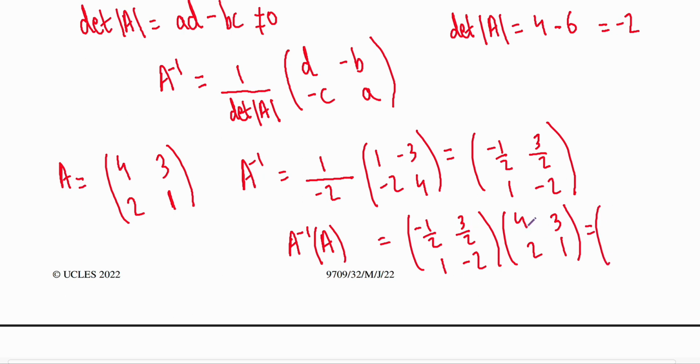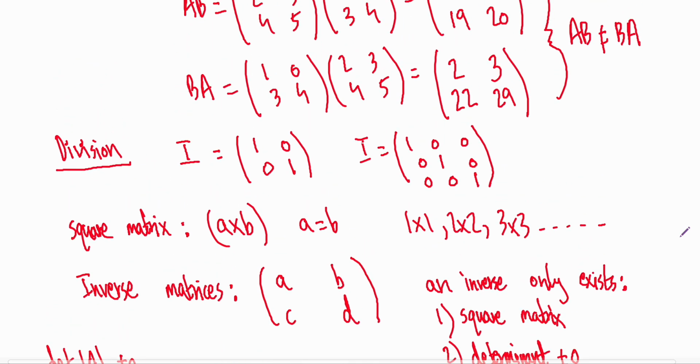So we end up getting negative 1/2 times 4 is negative 2, plus 3/2 times 2 is just 3. So you get negative 2 plus 3, which is positive 1. So you put that there. Then you do negative 1/2 times 3, so that's negative 3/2, plus 3/2 times 1, so that's 3/2. So negative 3/2 plus 3/2 is just 0, so you have 0 right there. And then you have 1 times 4 is 4, plus negative 2 times 2, so that's minus 4. So 4 minus 4 is 0. And then here you're going to have 1 times 3 is 3, plus negative 2 times 1, and that's 1. And you can see this is the identity matrix that we saw earlier. 1, 0, 0, 1. That's the identity matrix.